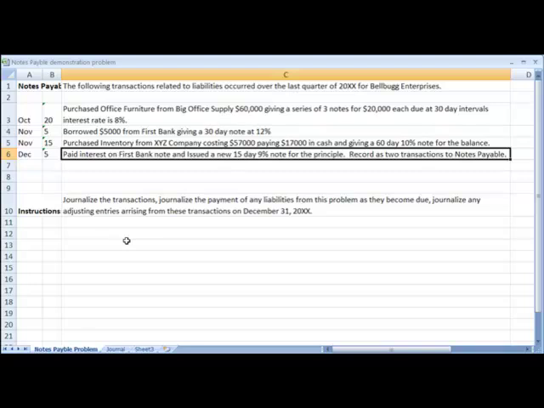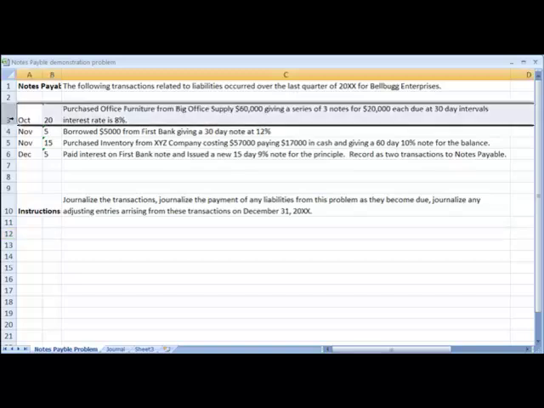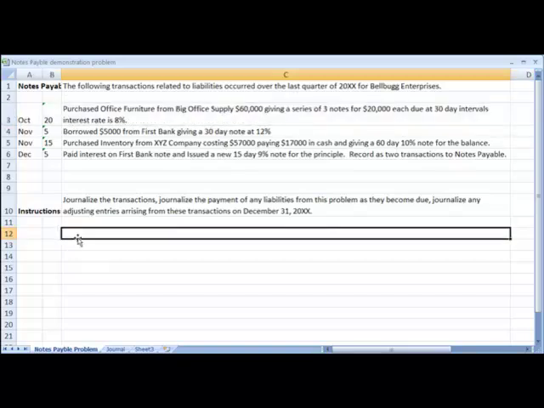Our job is to journalize the transactions, journalize the payment of the liabilities in this problem as they become due, and journalize any adjusting entries that arise from these transactions on December 31st of the current year. So the first thing that probably will help you is to identify exactly when we are going to have journal entries that are going to occur, because some of these generate several journal entries. So if I take these a transaction at a time, starting here with the October 20th, I'm just going to make some notes here.